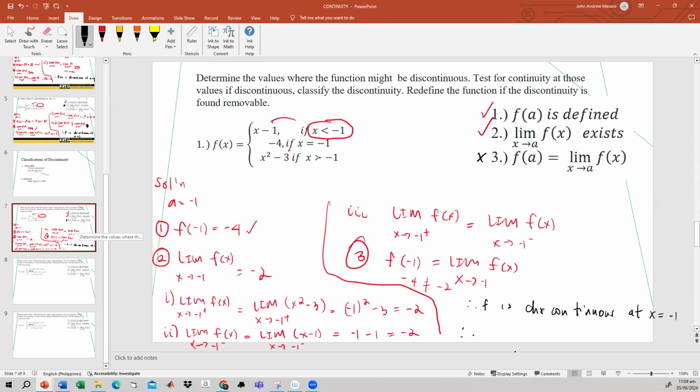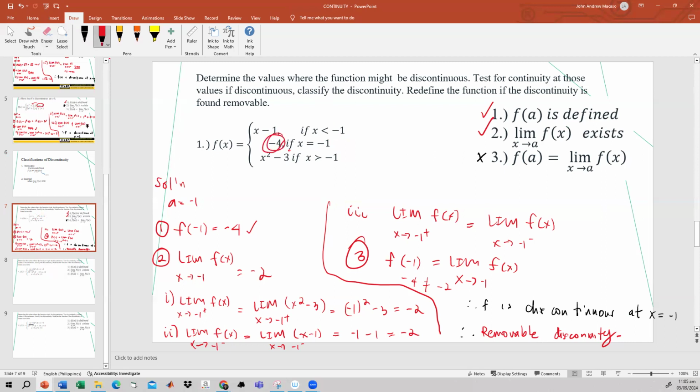So it means that you can say right away that we have a removable discontinuity. So if you want to redefine, class, since we're asked to redefine the function if the discontinuity is found removable, to make this continuous, what do we need to do?